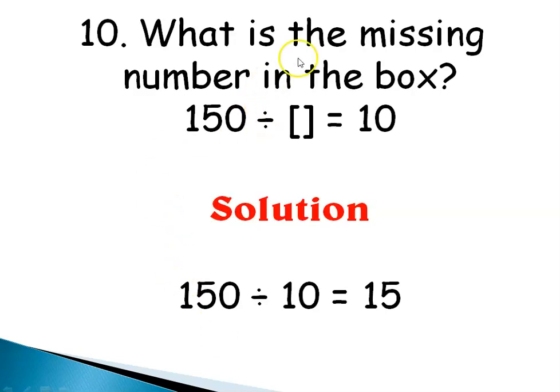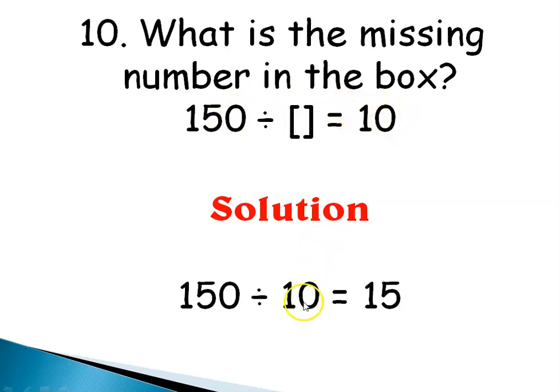Question 10 says, what is the missing number in the box? You are asked that 150 divided by unknown is equal to 10. That means what number would I divide 150 by to give me 10? Simple. I'll just say 150 divided by 10.